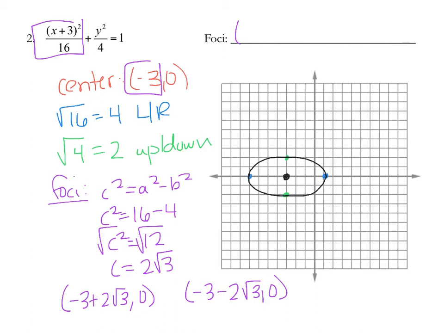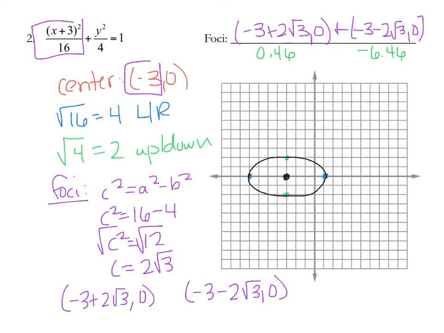And those are officially what I would want you to write as the foci. I don't want you to simplify it down. I want it with the radical in it because that's the exact value of the foci. But what you could do is turn those into decimals to help you graph them. So if you type them in your calculator, this guy ends up being 0.46, this guy ends up being negative 6.46. That's just to help you graph it.